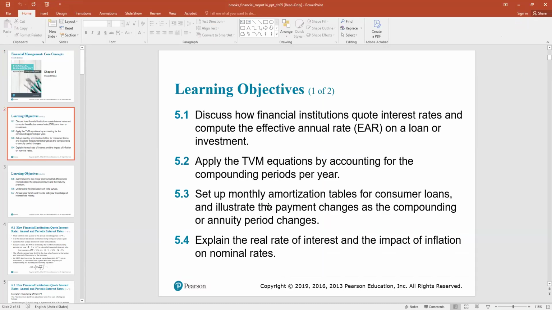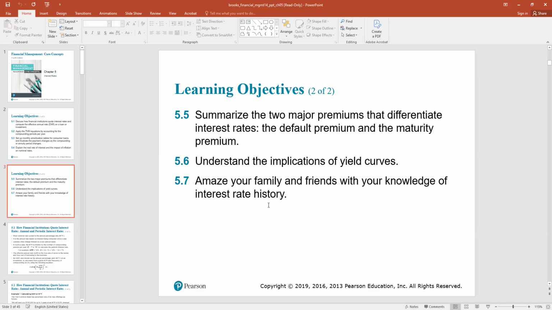In this chapter, we'll discuss how financial institutions quote the interest rate and compute the effective annual rate on a loan or an investment. So we'll apply the time value of money equations by accounting for compounding periods per year, and we'll set up a monthly amortization table for consumer loans. And of course, we're going to illustrate how they change as the compounding and annuity period changes. And we'll explain real interest rates and the impact of inflation on nominal rates, how these interest rates are calculated, and how they're quoted by the banks.